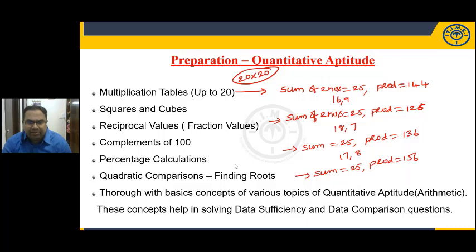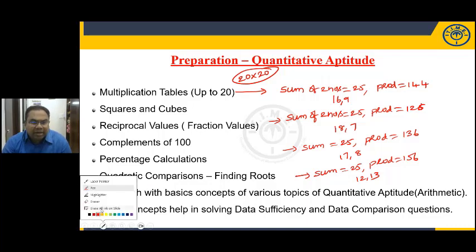You can try, friends. Correct, Chandrakant? Product 156, sum 25. 12 and 13. 12 plus 13 is 25, 12 into 13 is 156. So learning tables is learning this way. If I ask you any number, you should be able to recollect the factors.